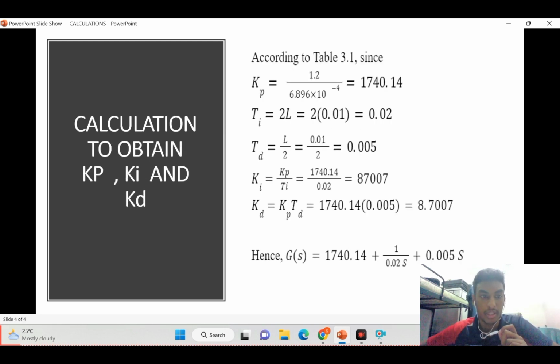Next, we will look into the calculation to obtain Kp, Ki, and Kd. For Kp, by substituting the values into the formula, which is 1.2 over 6.896 times 10 to the power of negative 4, we get 1740.14. For Ti equals 2L, by substituting 2 and 0.01, we get 0.02. For Td, it is 0.01 over 2, which gives 0.005. For Ki, it is 1740.14 over 0.02, which is 87,007. Our Kd equals Kp times Td, which is 1740.14 times 0.005, equal to 8.7007. Hence, our G(s) for this will be 1740.14 plus 1 over 0.02s plus 0.05s.